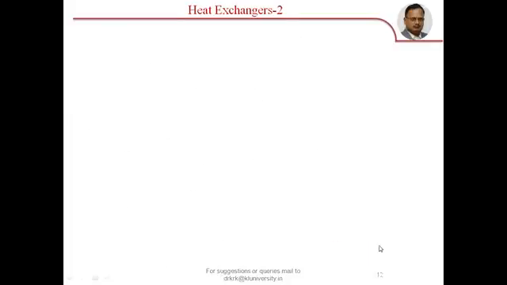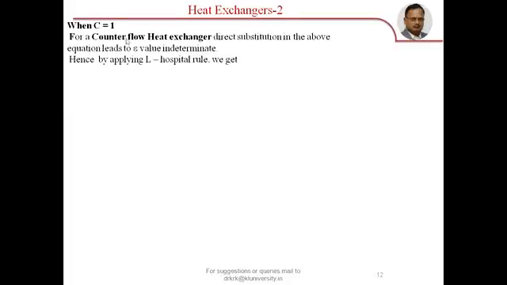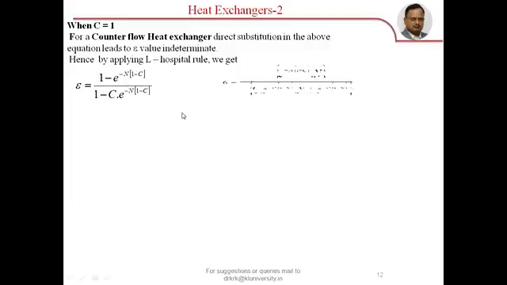Suppose C is equal to 1. When C is equal to 1, in this equation if you substitute C equal to 1, it becomes 1 minus 1, 0 by 1 minus 1, 0, indeterminate. So therefore you have to apply the L'Hospital rule and differentiate both numerator and denominator separately with respect to C, and then substitute 1. So that differentiation I have shown here.